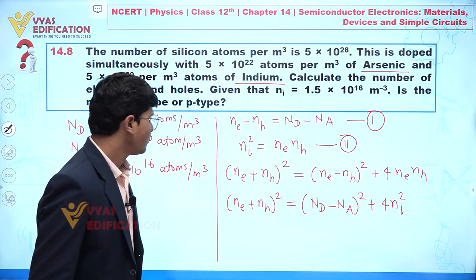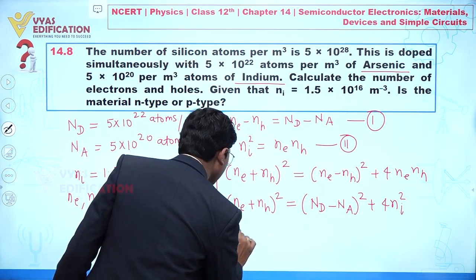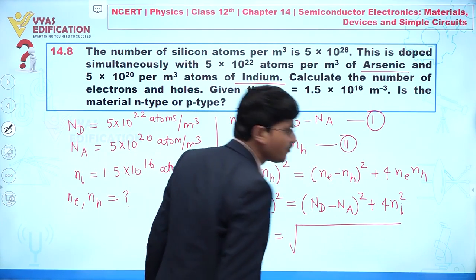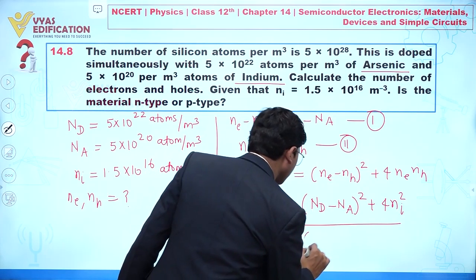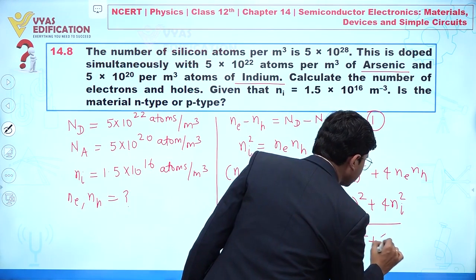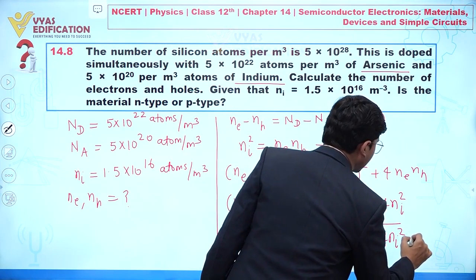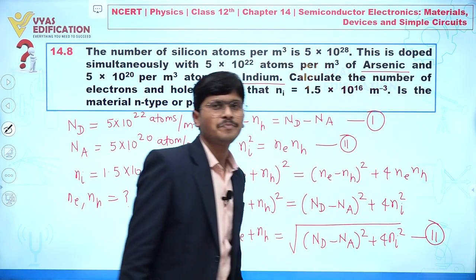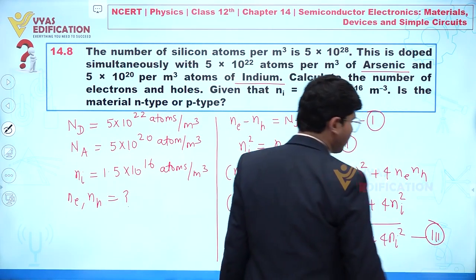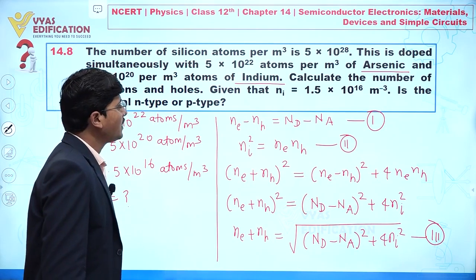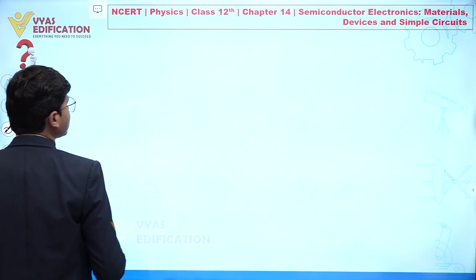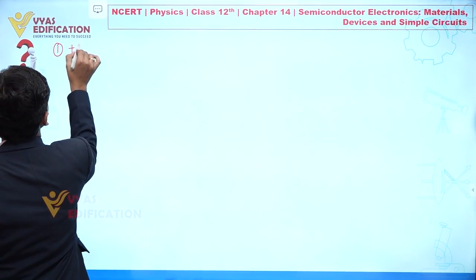Clear? So now we can write Ne plus Nh equals the square root of (Nd minus Na) whole square plus 4 times Ni square. Let's suppose this is equation number 2. Clear? Now let's suppose this is equation number 3. Clear? Now if we add equation number 1 and 3, so this is 1 plus 3.